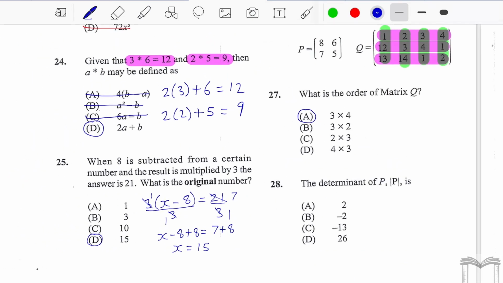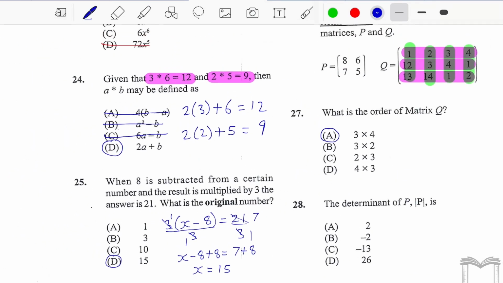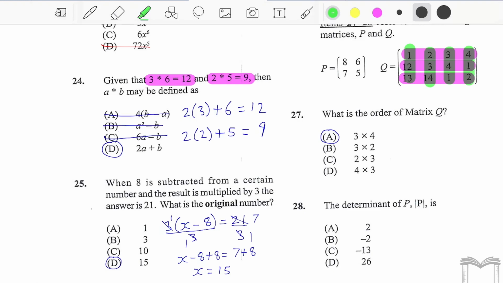The determinant of P is, right, so we are talking about this here.